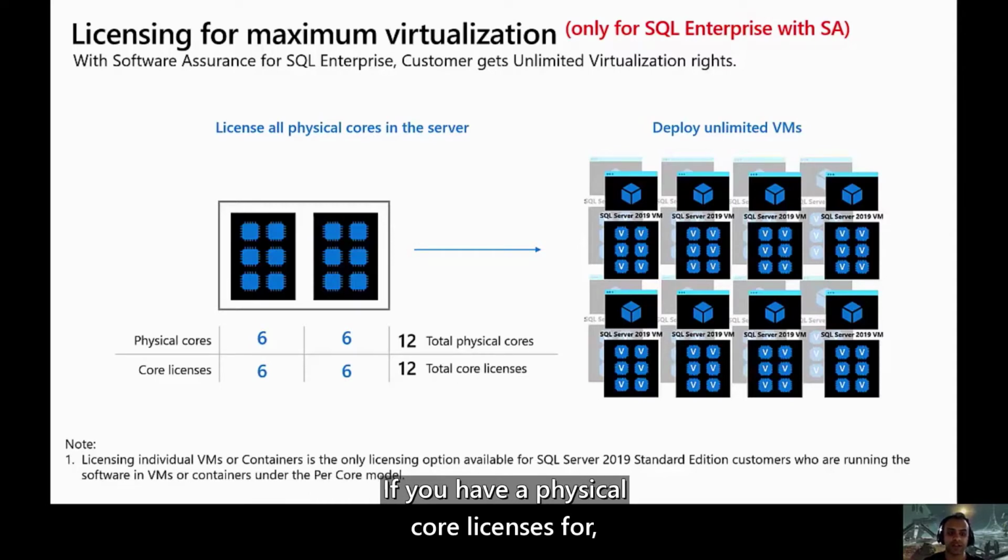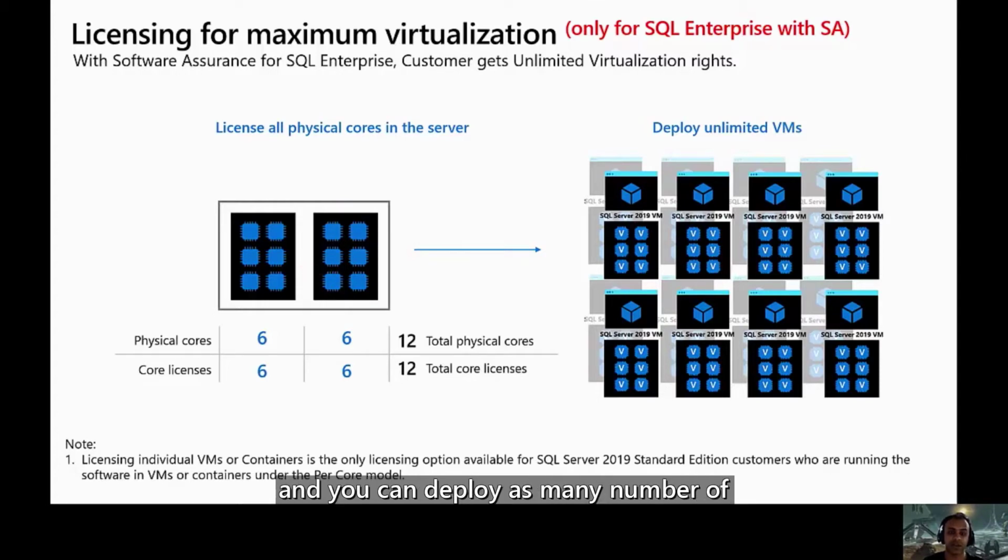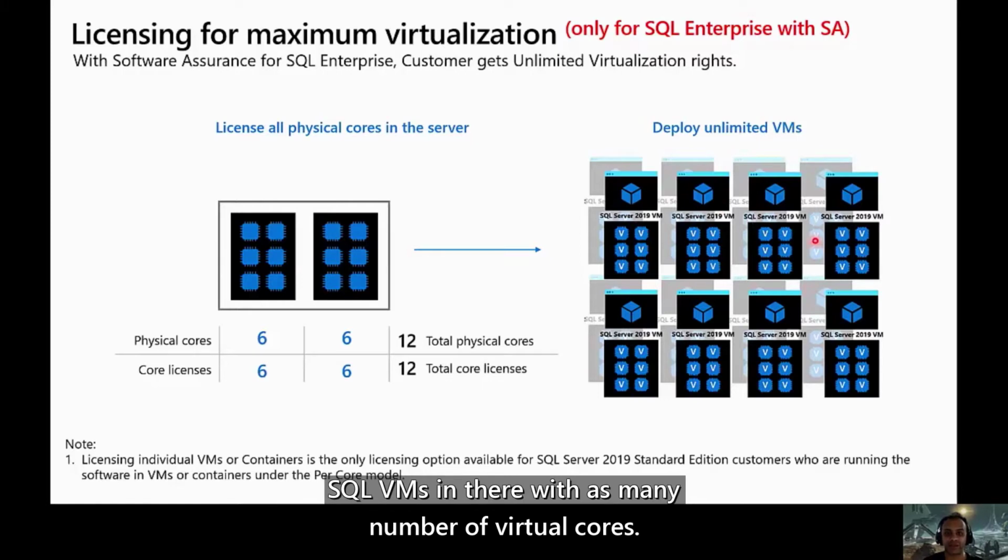So if you have physical core licenses, let's say in this illustration, you have 12 physical cores, and you have a machine that is running six cores of physical license, and there's another physical machine which is running another six cores. So in total, you have 12 cores. Now, inside those physical machines, you can enable any virtualization technology that will support SQL Server, and you can deploy as many SQL VMs in there with as many virtual cores.